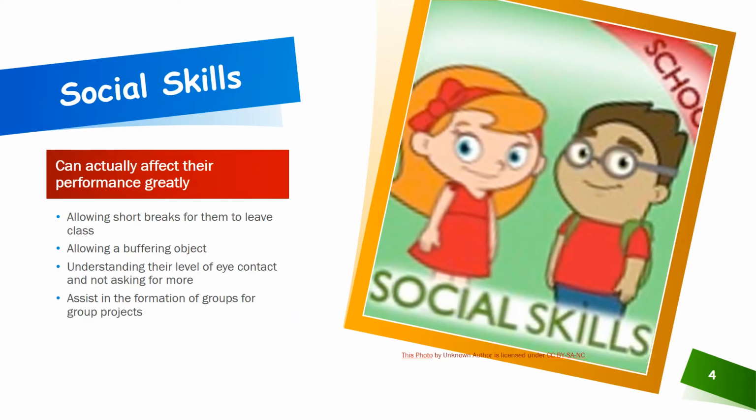Our next area that we're looking at is social skills, which can actually affect their performance greatly. Though some may not think social skills are as prominent in college classrooms as in younger grades, they actually can affect performance greatly. The social challenges for a student on the autism spectrum include problems understanding others' perspectives, sharing space, and making eye contact.